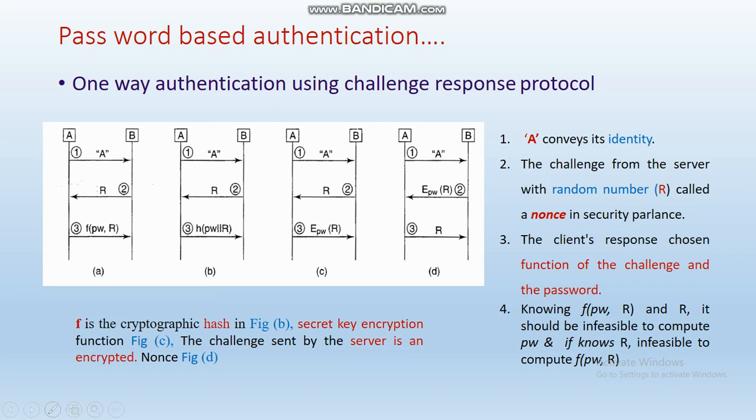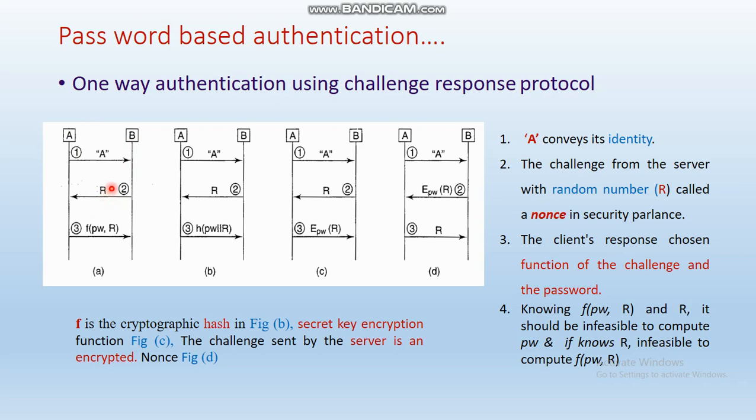Next protocol you have under one-way authentication, that is the challenge response protocol. So we consider here two parties, A and B. Let us see how the authentication happens in the first diagram. A sends an identity to B. In response, B sends back a number R. R is called the random number, or we call it a nonce.